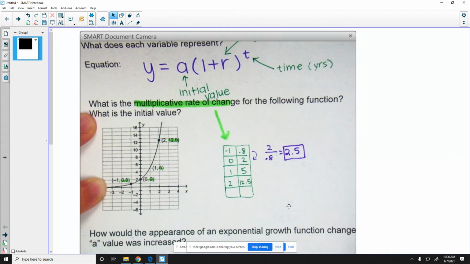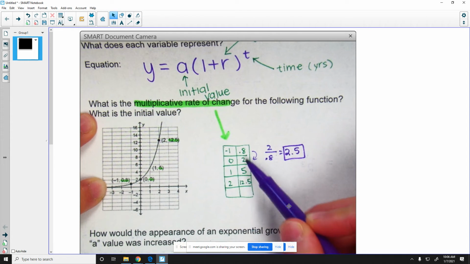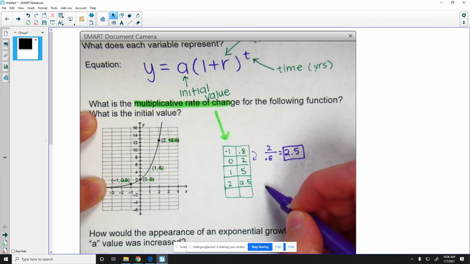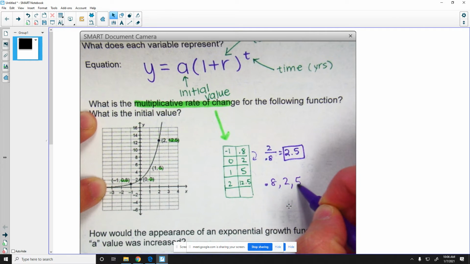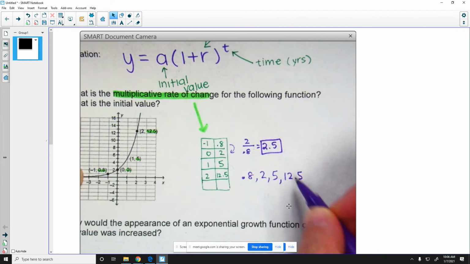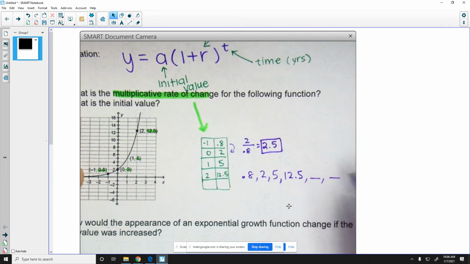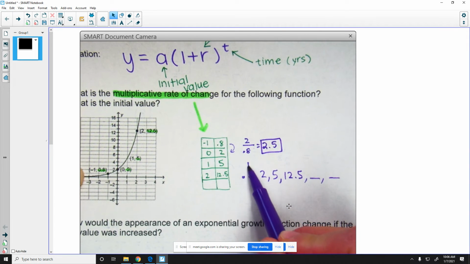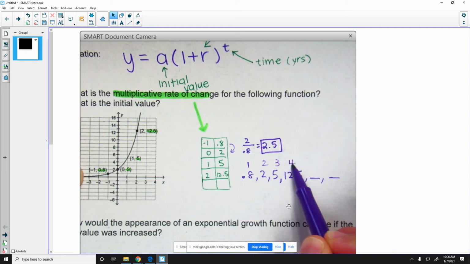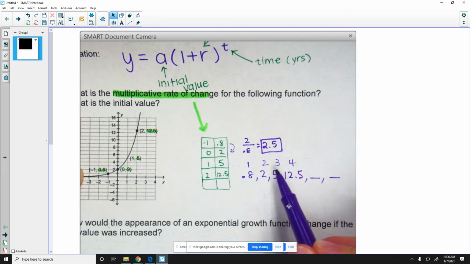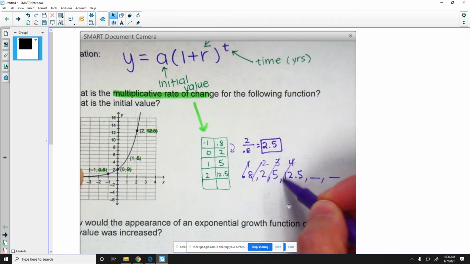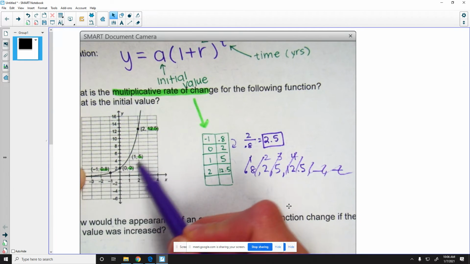Why are we looking at the line? Because if this were a sequence, wouldn't your y's go 0.8, comma, 2, comma, 5, comma, 12.5? That's how we saw it yesterday. So you're looking at the y's because that would be your first term, your second term, your third term, your fourth term. And that's how we graphed it yesterday too. Does that make sense? Yeah. Okay. So you just want to see how your y's changed from one to the other.